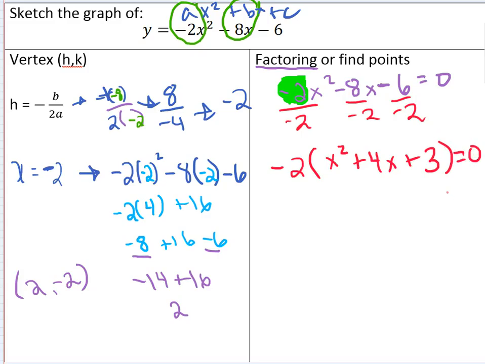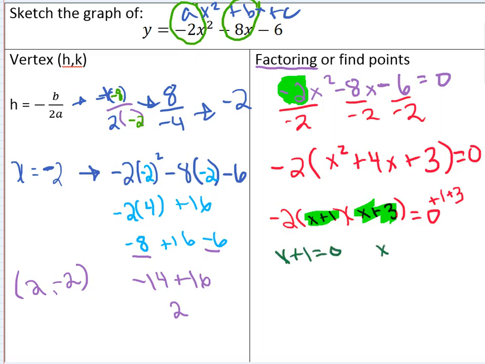Okay, so we look again for the factors of this last term, which is 1 times 3. They both need to be positive, so we have plus and plus. So we have negative 2 times x plus 1 times x plus 3 equals 0. I set these two equal to 0 and solve for x. So we have x plus 1 equals 0 and x plus 3 equals 0. So x equals negative 1, or negative 3.